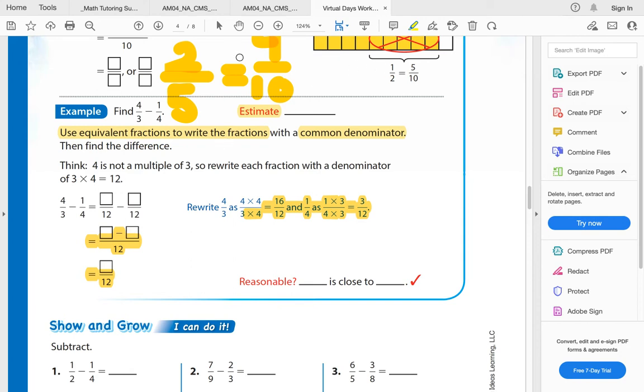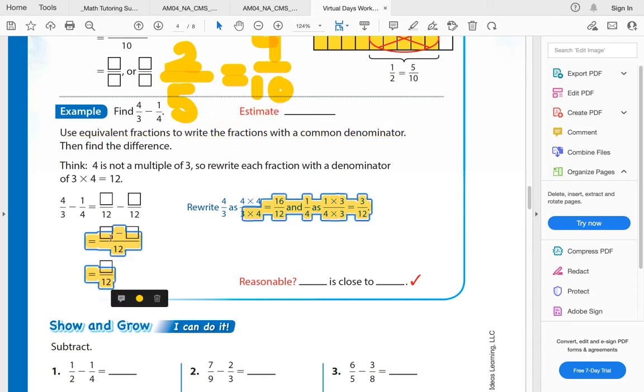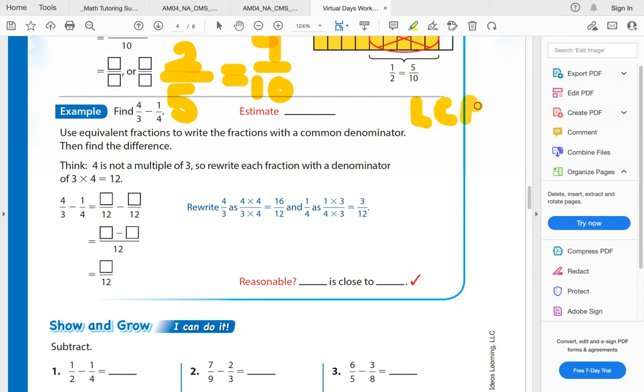Okay, so the way I would explain this is I would say find your least common multiple, the least common multiple of 3 and 4. And you can do that by skip counting by 3s and skip counting by 4s until you get to the smallest number that's on both lists. So that's our least common multiple. So we would write 3.